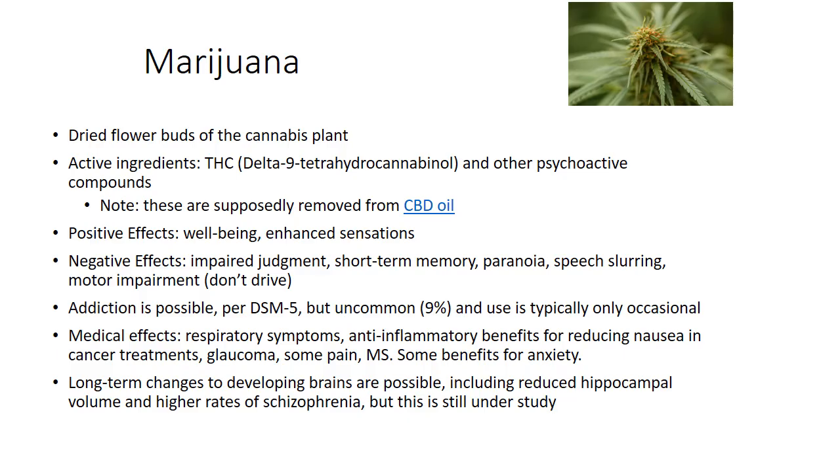So the degradation of the myelin in multiple sclerosis may be due to inflammatory effects of the immune system, and marijuana may calm that down and reduce some of those issues. There are also some benefits for anxiety. That research continues in terms of medical benefits of marijuana use.